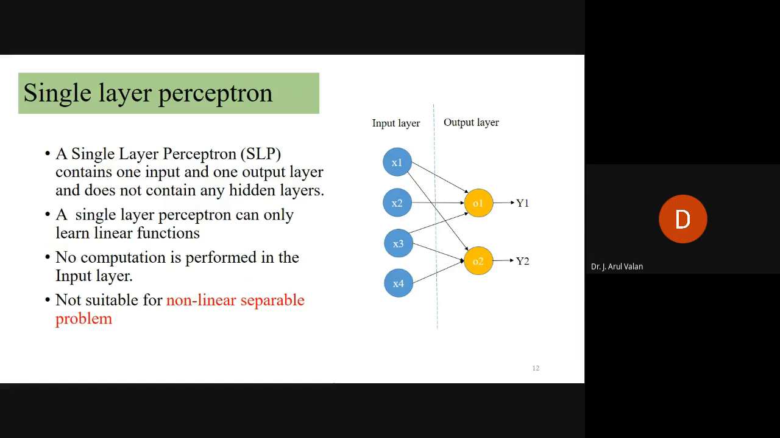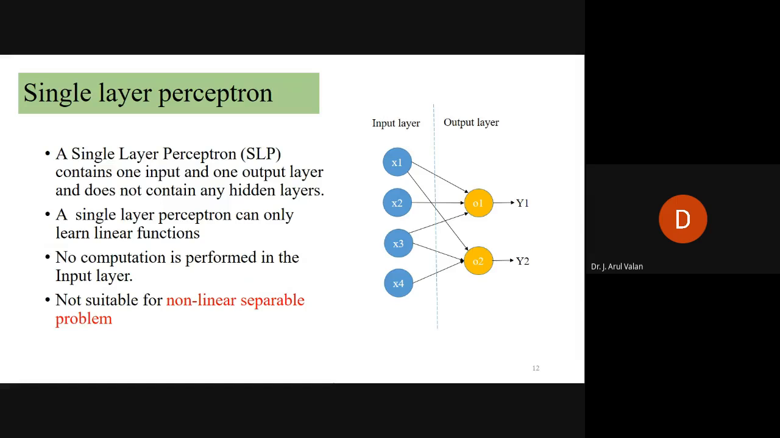Another one is a multi-layer. Single layer means we are using only one layer: the input layer and the output layer. There's no hidden layer concept. Whenever we receive the input, it is processed and immediately propagates to the output. And one more thing, in the input data, there's no processing.